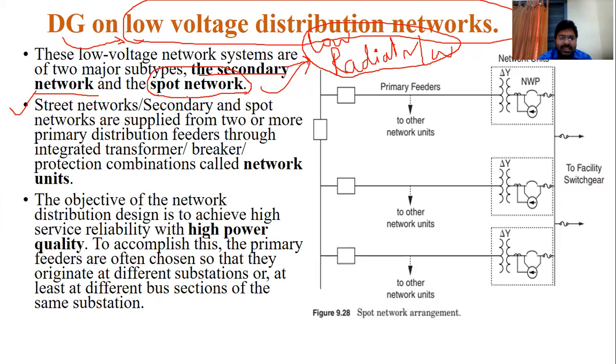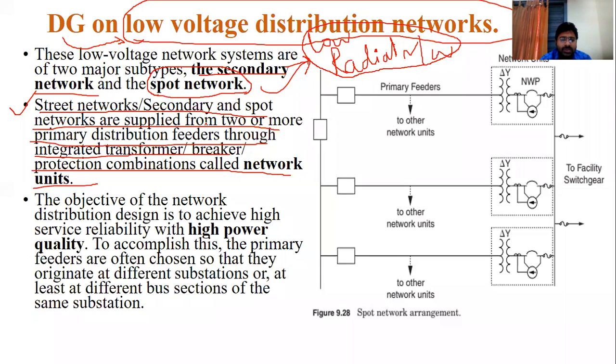Now see this. What is this secondary network, street network or spot network? We are dividing the low voltage network into two categories. What are the two networks? A street network and a secondary network. A street network and secondary networks are formed from two or more primary distribution feeders through the integrated transformer and breaker protection combination called a network unit. You can see how these two networks are formed.